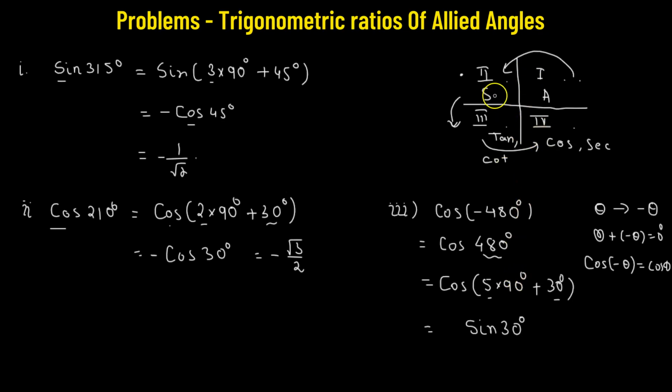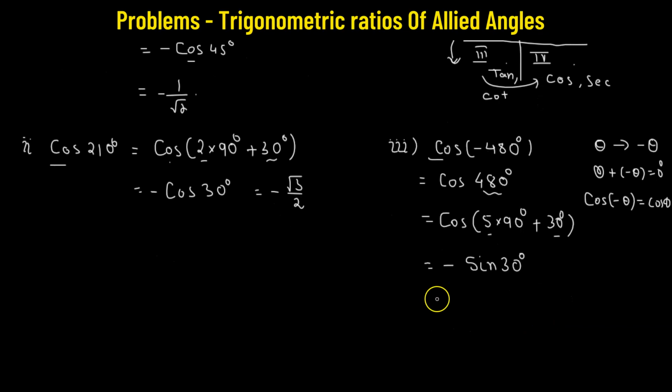Now in the 2nd quadrant, only the sine and the cosecant functions are positive. Everything else is negative. So don't look at the answer, sine 30 degrees, and say it should be positive. No. We look at the original trig function, which is cosine. So whatever value it gives us must be negative in the second quadrant. So we should get negative sine 30 degrees. Now sine 30 degrees is half. So our final value is negative half, meaning cosine of negative 480 degrees is negative half.